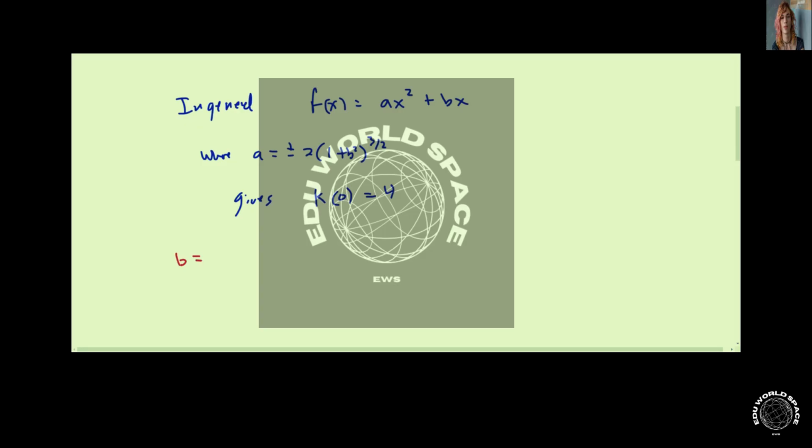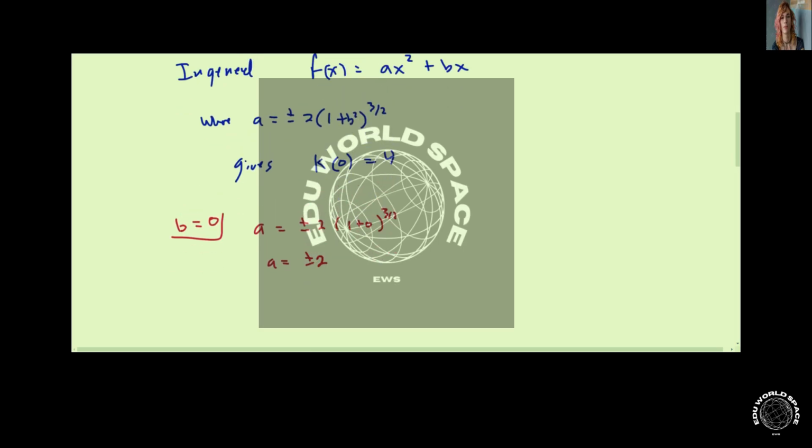Just for simplicity's sake, I'm going to say b is 0. So then that means a is going to be either plus or minus 2 times 1 plus 0 squared raised to the 3/2, which says a is just going to be plus or minus 2. So an actual parabola we could have, or actually two different ones, would be f of x is equal to negative 2x squared, because remember b is 0, or f of x is equal to 2x squared. And again, you could also use any other number as well.